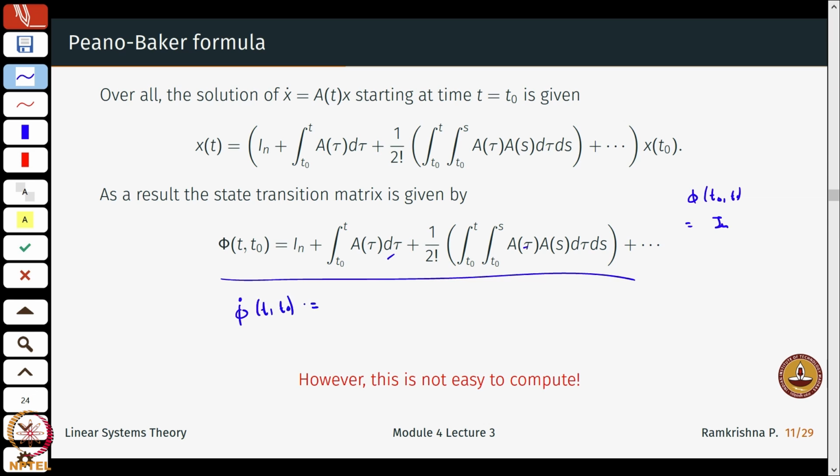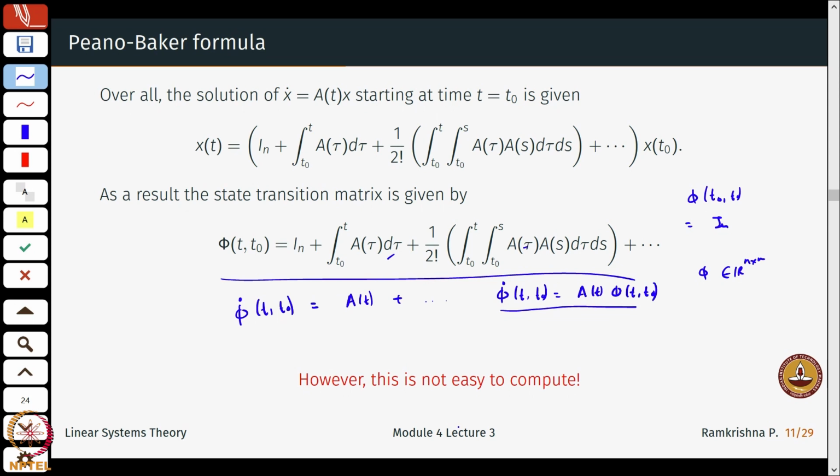Now, what is phi dot of t comma t 0? I differentiate the first term, I get A of t plus all these terms. I skip the computations, and they should be easy to follow, that phi of t comma t 0 can be shown to satisfy phi dot equals A of t phi of t comma t 0. So, this is how we actually derived the matrix differential equation, or how we infer that the solutions can be interpreted as coming from a matrix differential equation. This phi here is now an n cross n matrix.